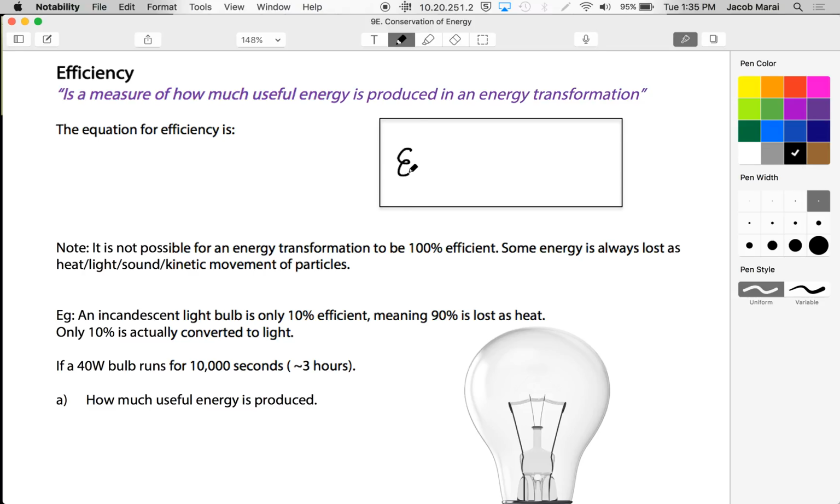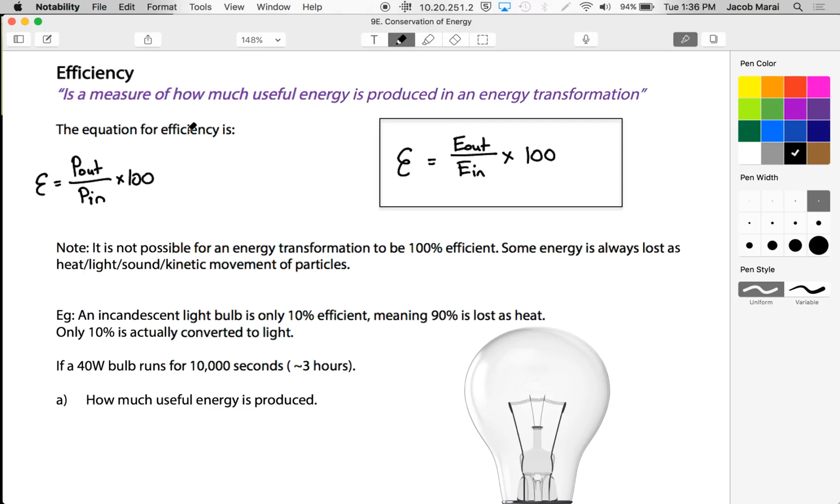We're going to use a squiggly E for the symbol of efficiency. And it is a percentage, so we're going to just convert that decimal or fraction into a percentage. There are some other equations. You could have power out over power in. Since power is energy over time and your transaction is happening in the same time, the t's will cancel. You could do E over T over E over T.